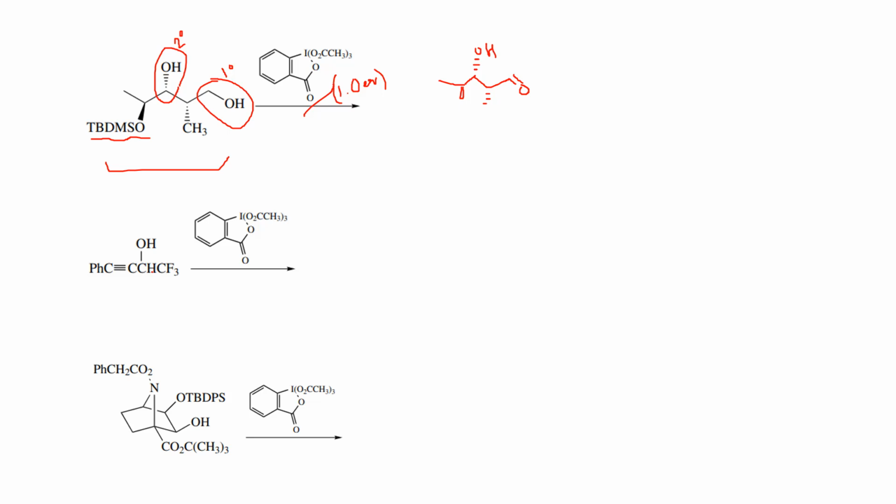Now if we use this type of group, this is an alcohol, but it is conjugated with a triple bond. This type of alcohol can also be oxidized by using Dess-Martin. And as I said, Dess-Martin is only able to oxidize the alcohol. This triple bond will be fully unaffected during the course of the reaction. Okay.